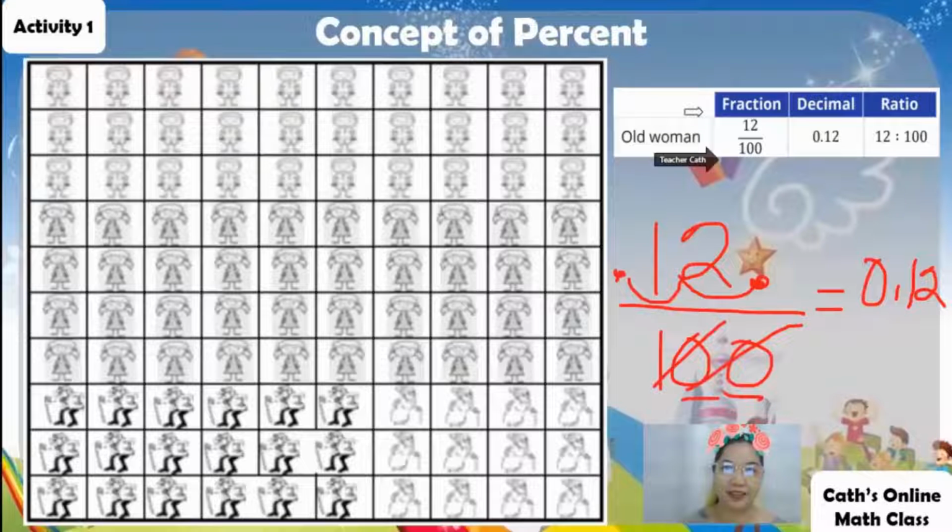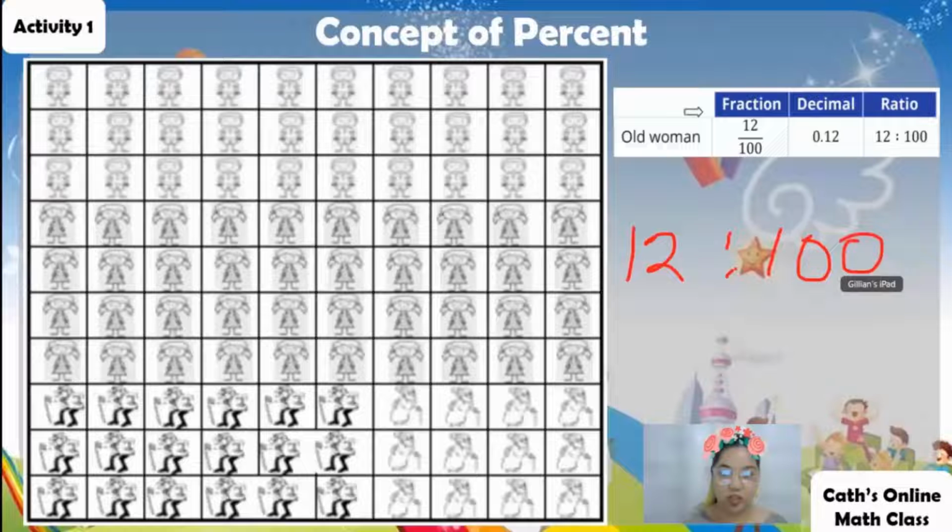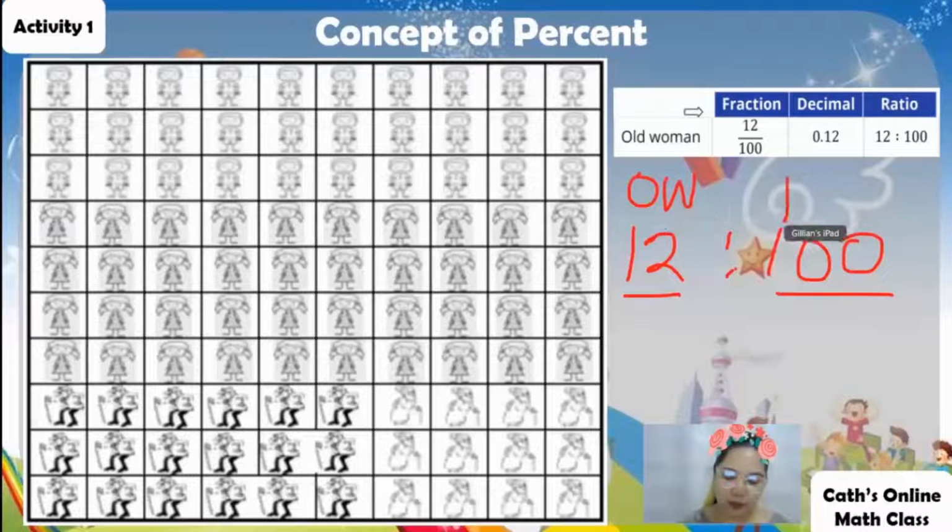Okay? Next, let's now convert this to ratio. What are the two relationships? There are 12 old women. And what is the other object? Out of the 100 persons in this chart. So the old woman and the total number of persons in this chart. These are the two relationships, old woman and the total number of persons.